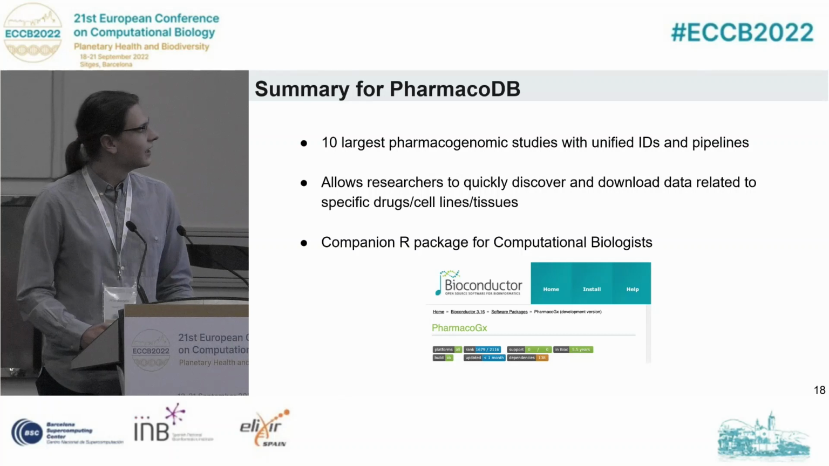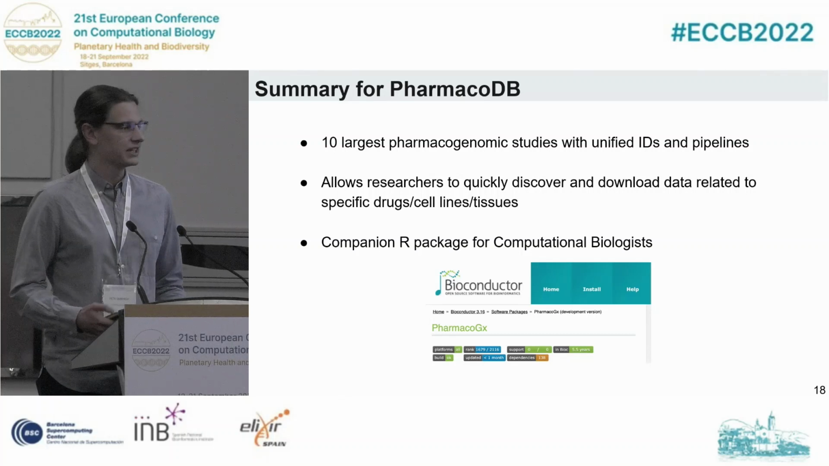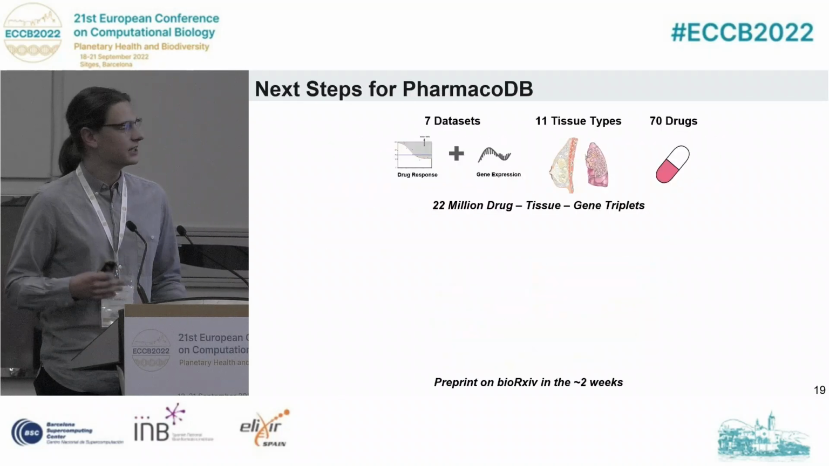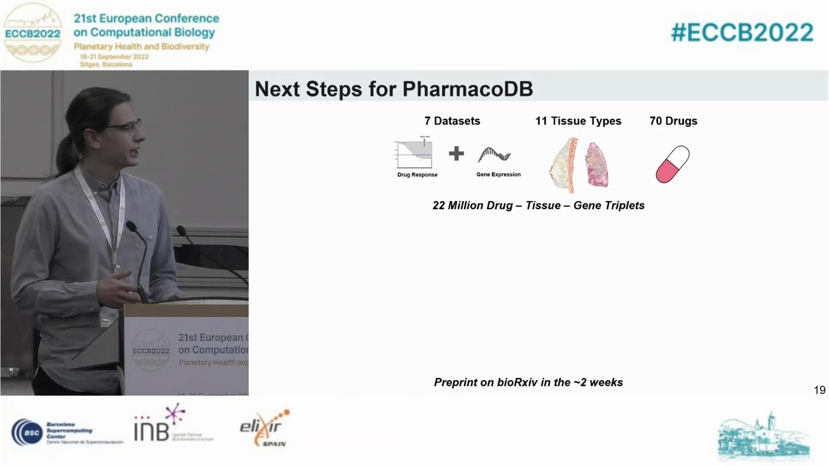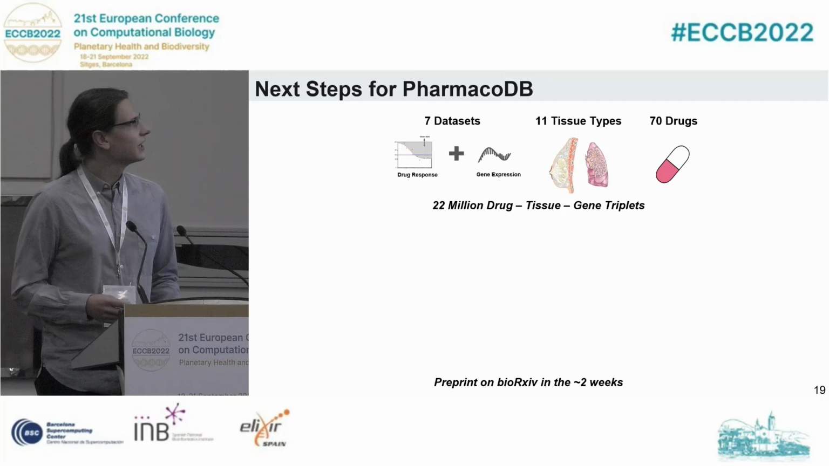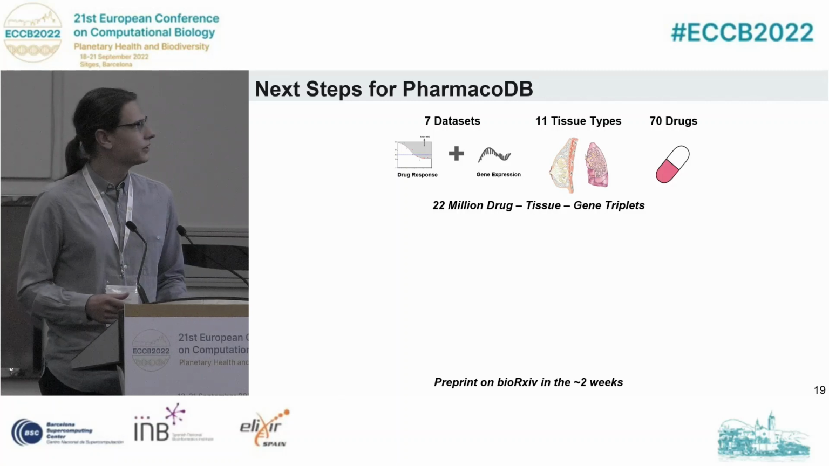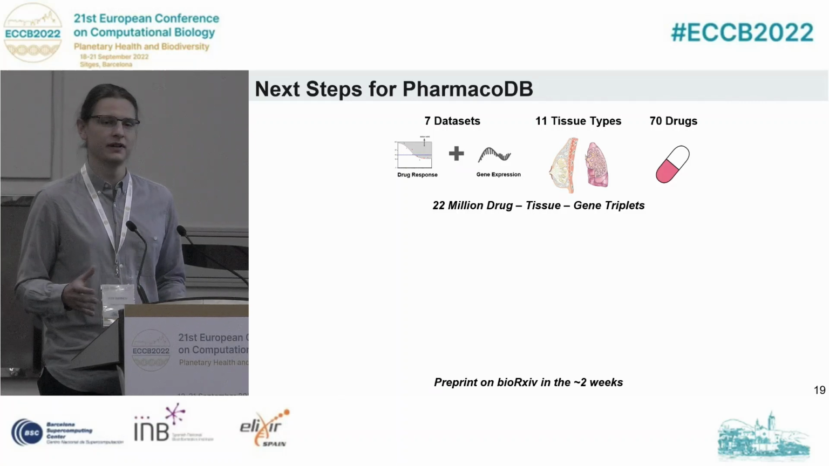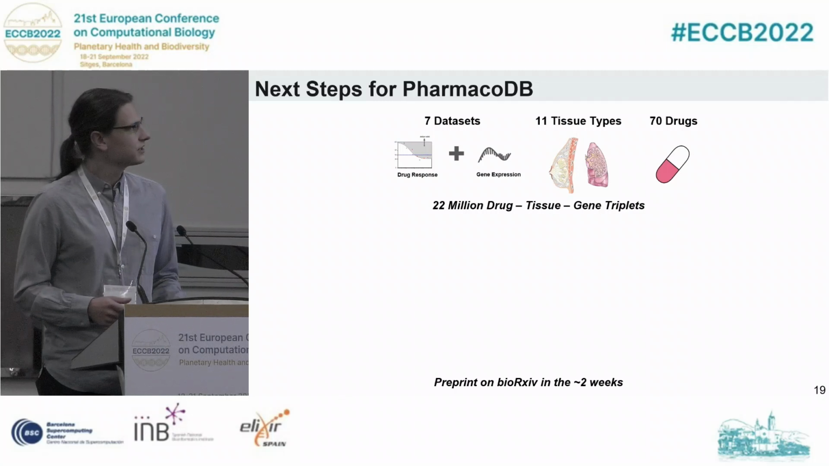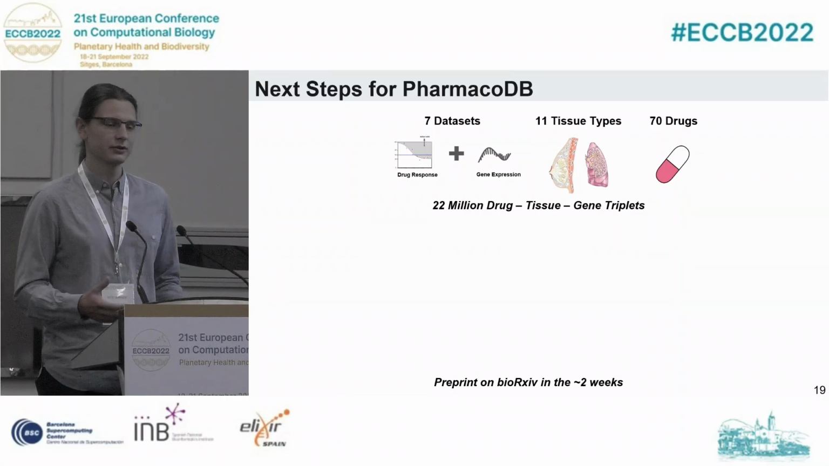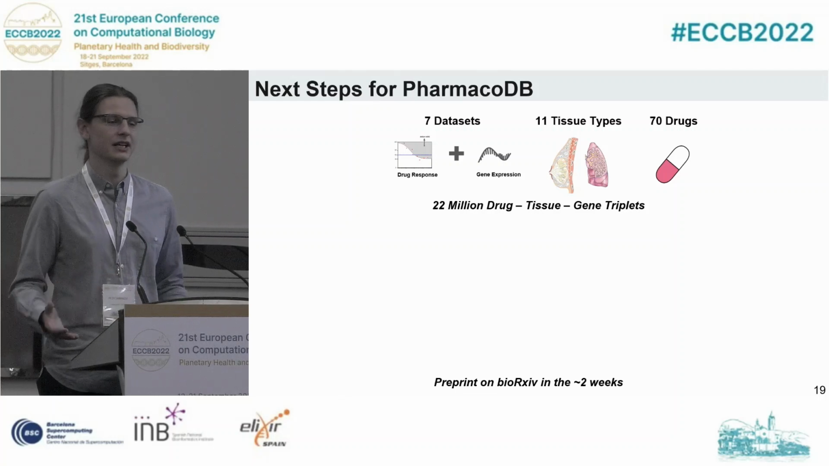And so finally, now that we've collected all this data, what are some next steps and how are we using it in our own research? As we've been collecting this data, we identified 7 independent studies that had both drug response and gene expression information. This was over 11 different tissue types in common between them, with 70 drugs that had been profiled in at least 3 studies. And so this gave us 22 million drug response, tissue, gene expression triplets that we could evaluate in a meta-analysis approach.